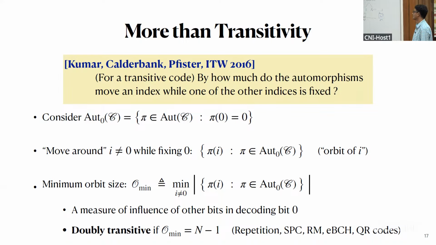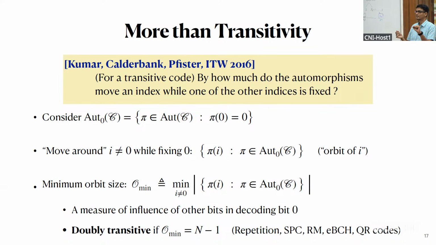So the size of this is essentially the orbit of i under the action of this group. Okay? And the minimum of this over all non-zero i's is called O min. So I'm going to represent it as O min. The larger the value of O min, the more symmetry there is in your code beyond transitivity, okay? More than transitivity. And this gives you some measure of how much influence one bit has in decoding the bit that you fixed. Let's say you are looking at decoding the 0th bit, and let's say O min is very large. So this means that there is a lot of symmetry.